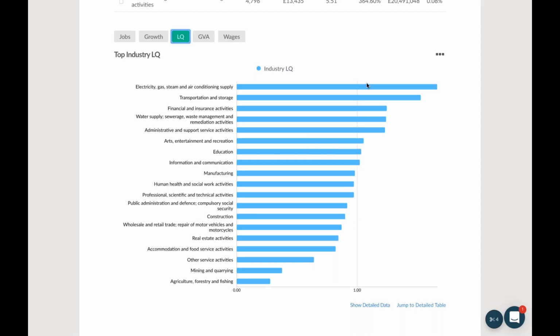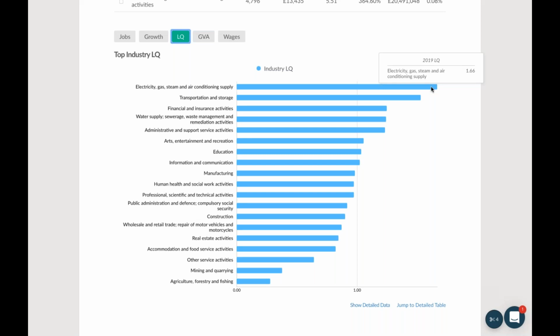So what we can see here is that anything above 1, you have a higher concentration of that in this area than in other parts of the UK. Looking at this top industry here, we've got electricity, gas, steam and air conditioning supply. That has an LQ score of 1.66. Hopefully you can see that as I highlight it. The average LQ for the nation is 1.